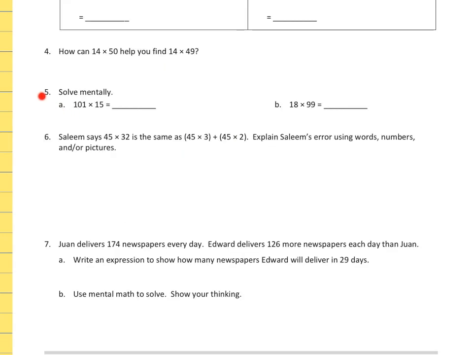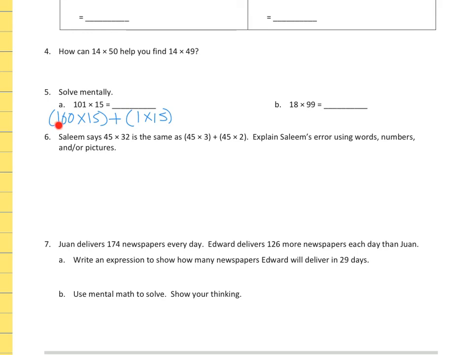So let's do number 5. Number 5 says solve mentally. So kind of using the strategies that we've been doing in the previous problems, and let's do 101 times 15. Now, an easy one would be, okay, let's just start with 100 times 15. And once I got the answer, what would I do to figure out what 101 times 15 is? Well, all I would do is once I got this answer right here, I would then go ahead and add another 15, or 1 times 15, to get my answer.